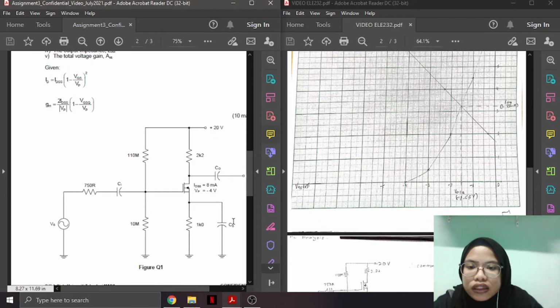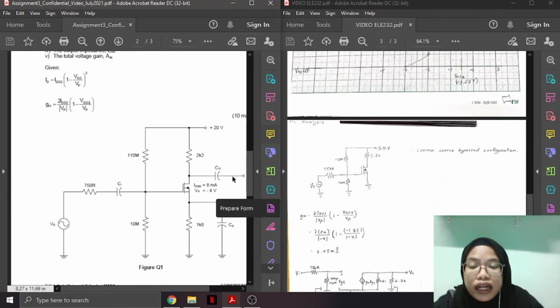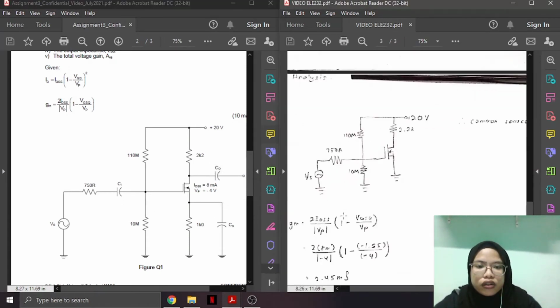From this CS, we already short circuit this CS. So the current will flow from here to here. The current will not flow through this 1K resistor, because they have another easy way to flow. So we will not count this, we will cancel this 1K resistor. So I have redrawn the circuit. This is the circuit that I have redrawn.